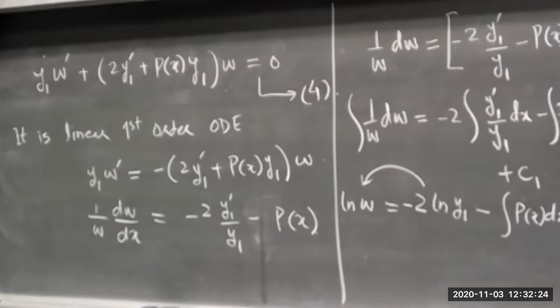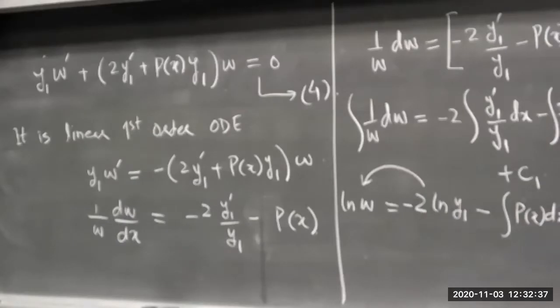Y1 is what? It is x square. You just put here x square. P of x, you need to find here. What is P of x? First, you need to convert this differential equation into standard form.